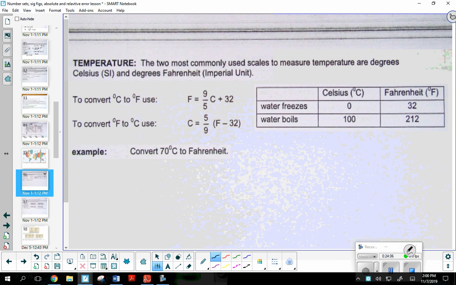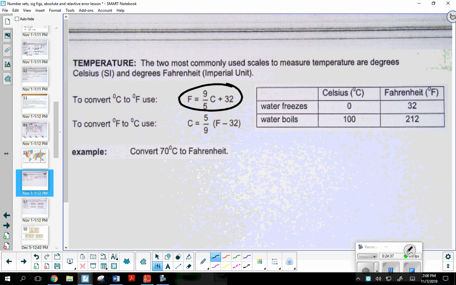The two most commonly used scales to measure temperature are degrees Celsius and degrees Fahrenheit. So if I want to go from Celsius to Fahrenheit, F equals 9/5 C plus 32. Or if I want to go Fahrenheit to degrees Celsius, C equals 5/9 times the difference of Fahrenheit and 32. I'm sure at some point you guys have used those, like in algebra. Do you recognize those? Chemistry? There you go.